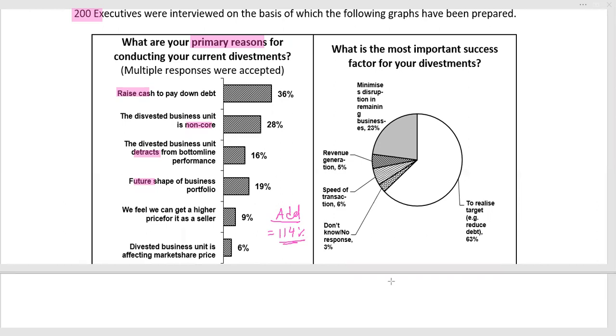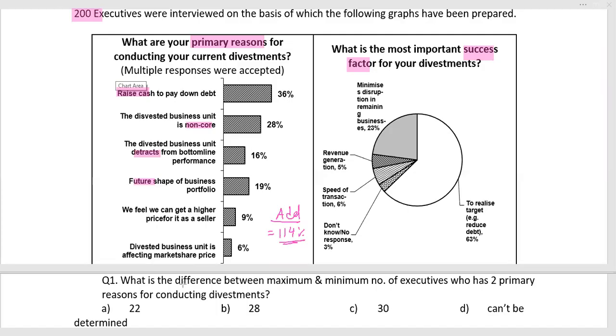Again, another thing it has mentioned: what is the most important success factor for your divestment? Different sets of people have mentioned different values. The most important success factor has been mentioned. Now, with this information, we are going for our first question.